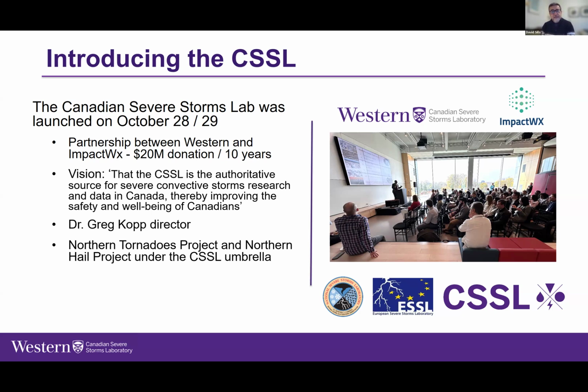Dr. Greg Kopp is its director, and he's an engineer, a wind engineer, who has been at Western for 20 plus years and basically co-founded the Northern Tornadoes Project as well. And again, the NTP and the NHP are under the CSSL umbrella. There's also this new Northern Mesonet Project I'll explain. And in the future, we also want to tackle flash flooding, which is going to be a big one to try to get a better understanding of in Canada.